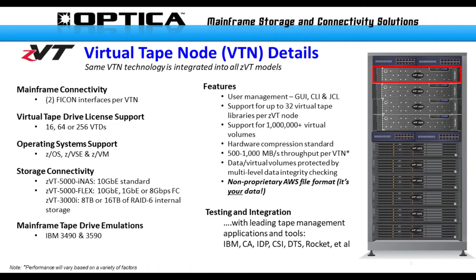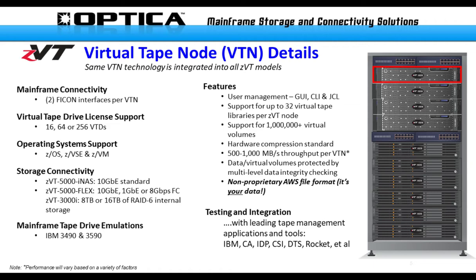Okay. In terms of storage repository, it's going to vary by the specific model of the ZVT that we talked about previously. The INAS is an integrated 10 gig storage. The Flex model, of course, you can attach with 10 gigabit Ethernet, 1 gig Ethernet, or 8 gig fiber channel, and that again is on your storage. The 3000i offers internal RAID 6 storage, and again 8 terabyte or 16 are the two options with the 3000i. In terms of tape drive emulation, the ZVT system emulates 3490 and 3590, either independently or simultaneously.